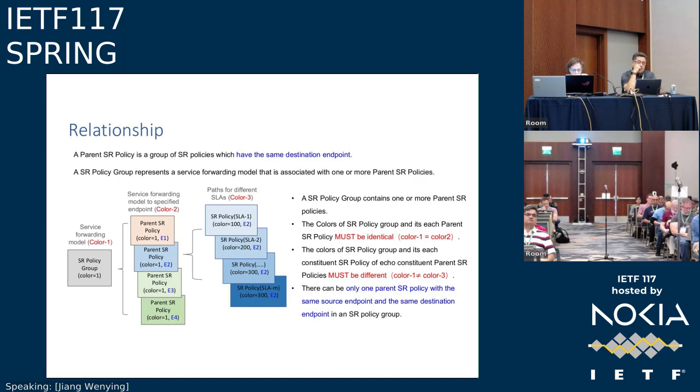This slide shows the relationship between SR policy, parent SR policy, and SR policy group. A parent SR policy is a set of SR policies which have the same destination endpoint. And an SR policy group represents a service forwarding model that is associated with one or more parent SR policies. The color of the SR policy group and each constituent parent SR policy must be identical. That is, color one equals color two. And the color of the SR policy group and each constituent SR policy of each constituent parent SR policy must be different. That is, color one must not be equal to color three.